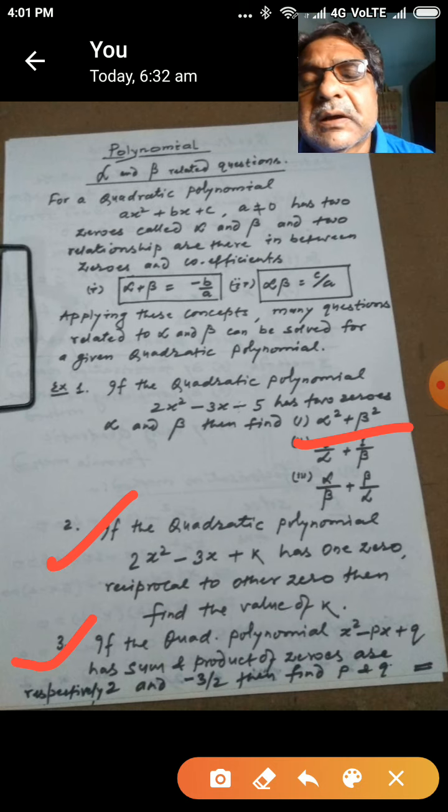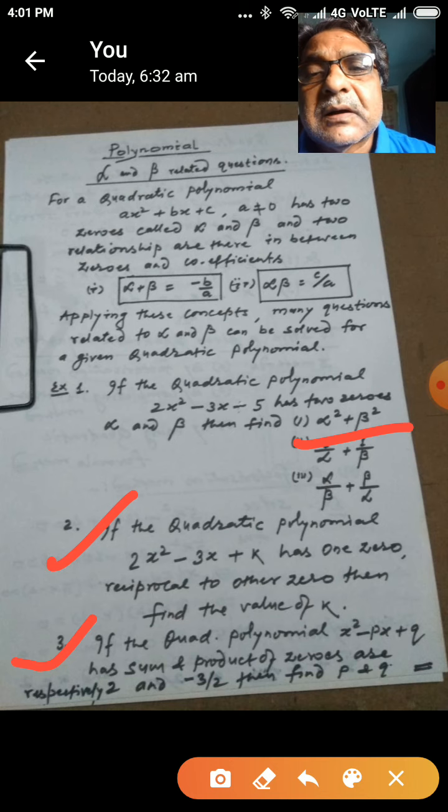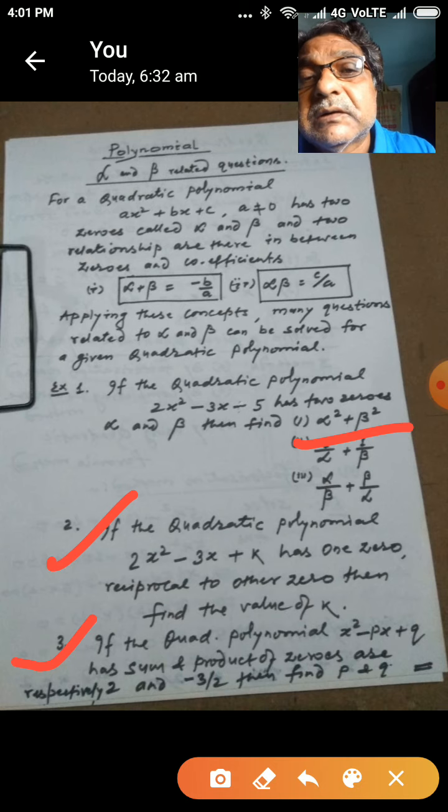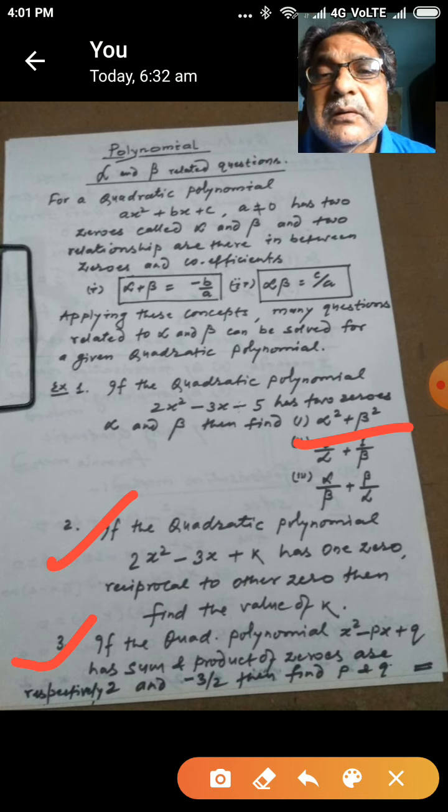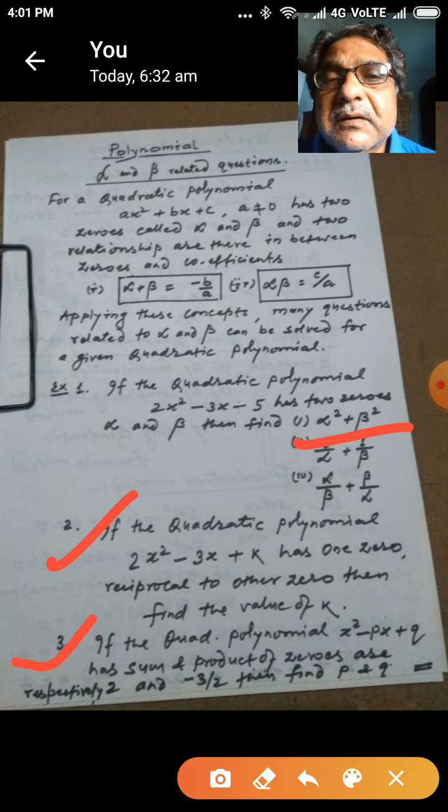All such questions are very easily solved. Just calculate first of all these two relationships, that is sum of zeros and product of zeros, and just substituting and simply using algebraic identities we can easily calculate all these types of questions in a very easy way. One question is generally asked in annual examination, in board examination, so you must prepare.